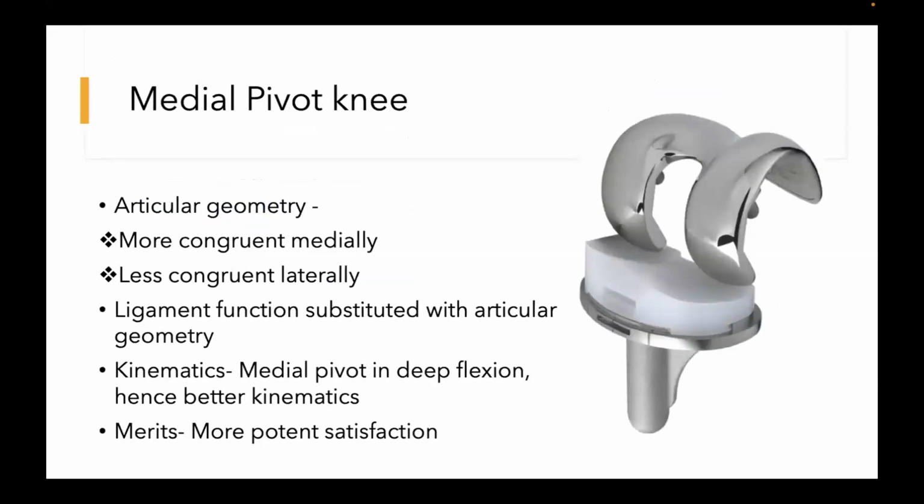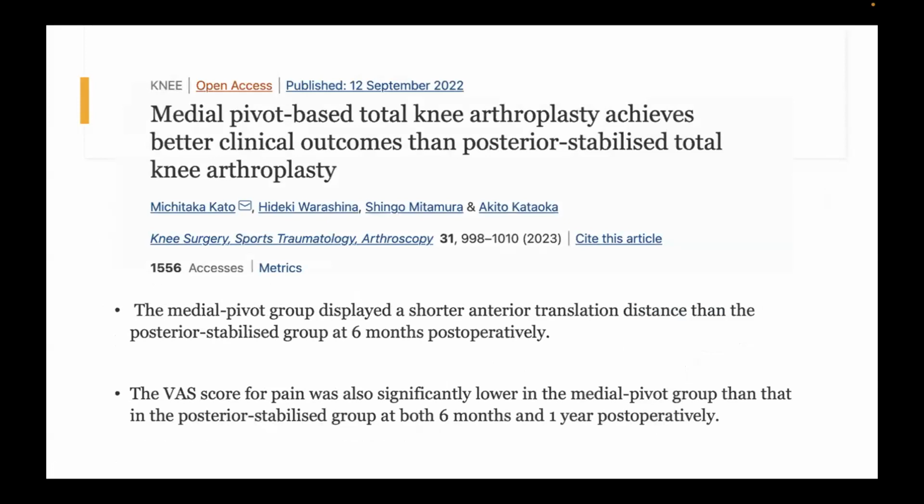So let's discuss the medial pivot knee. Medial pivot knee recreates the natural joint kinematics more closely. The joint is more congruent medially, less congruent laterally. You can see the medial joint line and the lateral joint line, they are at different levels. So the ligament function is substituted with articular geometry. So kinematics, the medial pivot is occurring in deep flexion, hence it claims to have better kinematics and more patient satisfaction. The initial results of this knee were published in 2022. It showed better clinical outcomes than the posterior stabilized total knee.